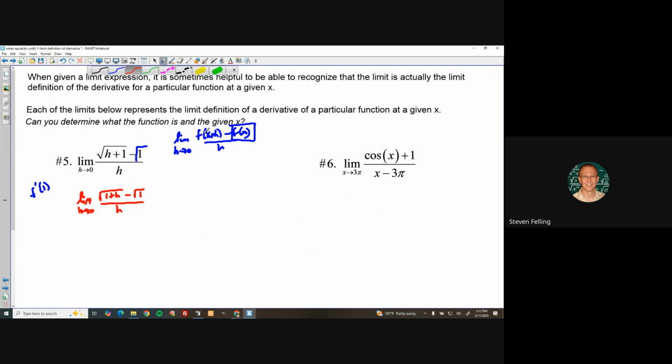But let's say that I didn't plug in the x ahead of time. This could be like x plus h and then x here. Then this would be the exact structure we have here. The limit as h approaches 0 of f of x plus h minus f of x over h. And then this f function here, that would just be the square root function, right?